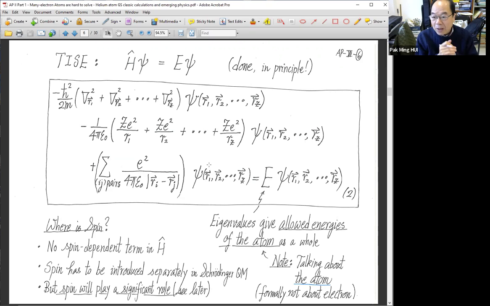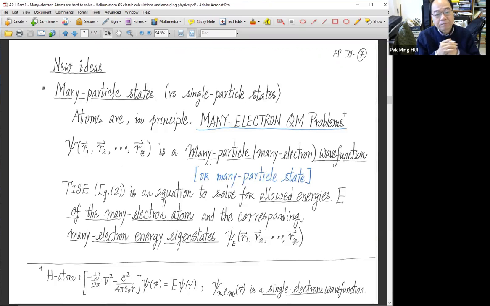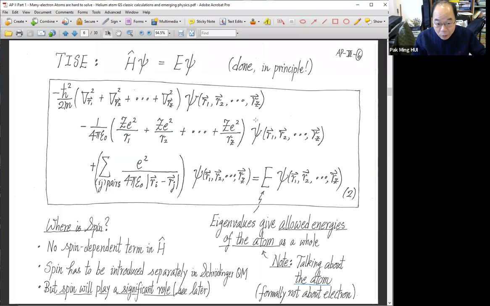All right. So the point is, we know the physics, we know the governing equation. Second point, we cannot solve this equation. Now I would like to explain some new physics about multi-electron atoms. The first thing you see in the equation is the stationary states of a many electron atom. Notice that it is a function of the coordinates of all the electrons.